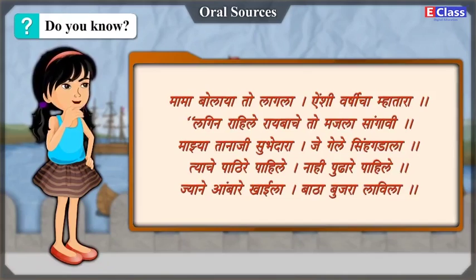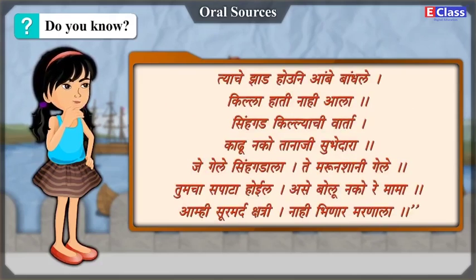मामा बोलाया तो लागला 80 वर्षीचा म्हातारा. लगीन राहिले रायबाचे तो मजला सांगावी. माझ्या तानाजी सुभेदारा जे गेले सिंहगडाला. त्याचे पाठीरे पाहिले नाही पुढारे पाहिले. ज्याने आंबारे खाईला बाठा बुजरा लाविला. त्याचे झाड होऊनी आंबे बांधले. किल्ला हाती नाही आला. सिंहगड किल्ल्याची वार्ता काढू नको तानाजी सुभेदारा. जे गेले सिंहगडाला ते मरुनशानी गेले. तुमचा सपाटा होईल असे बोलू नको रे मामा. आम्ही सूरमर्द क्षत्री नाही भिणार मरणाला.